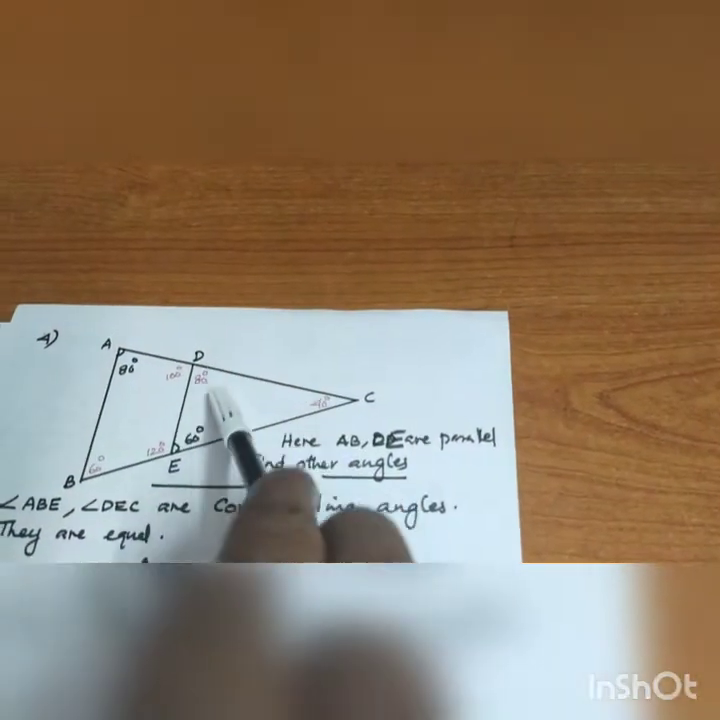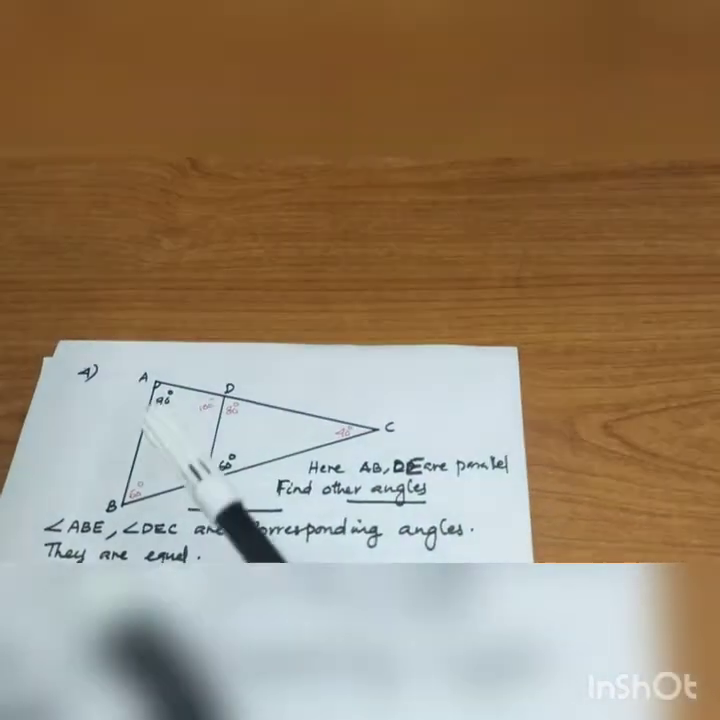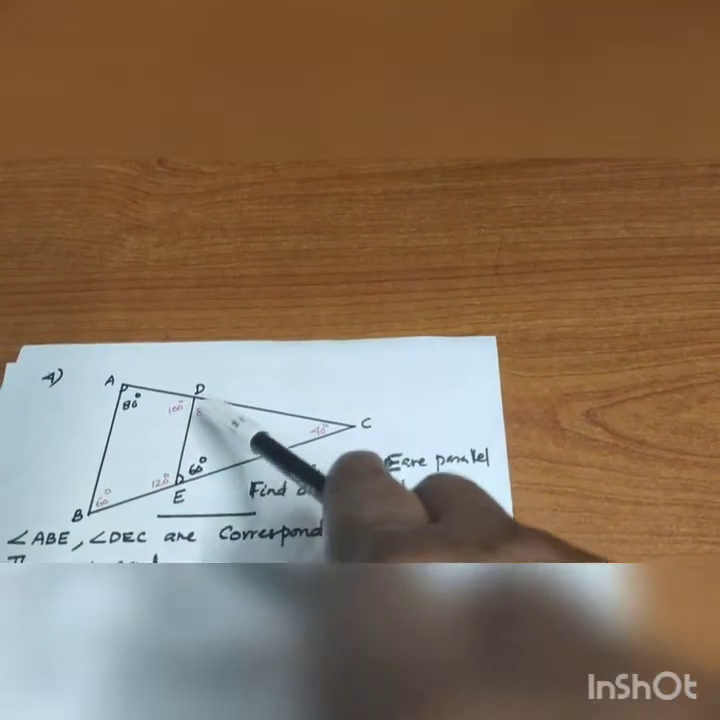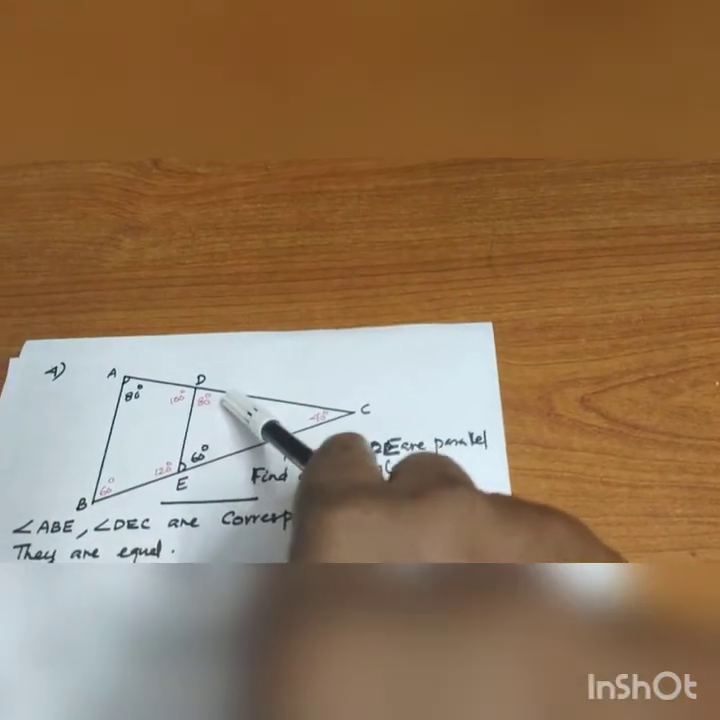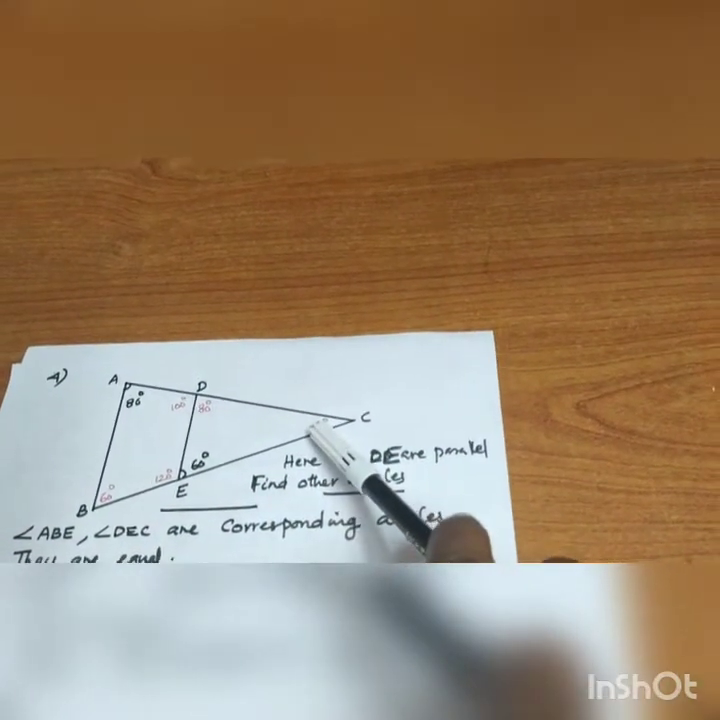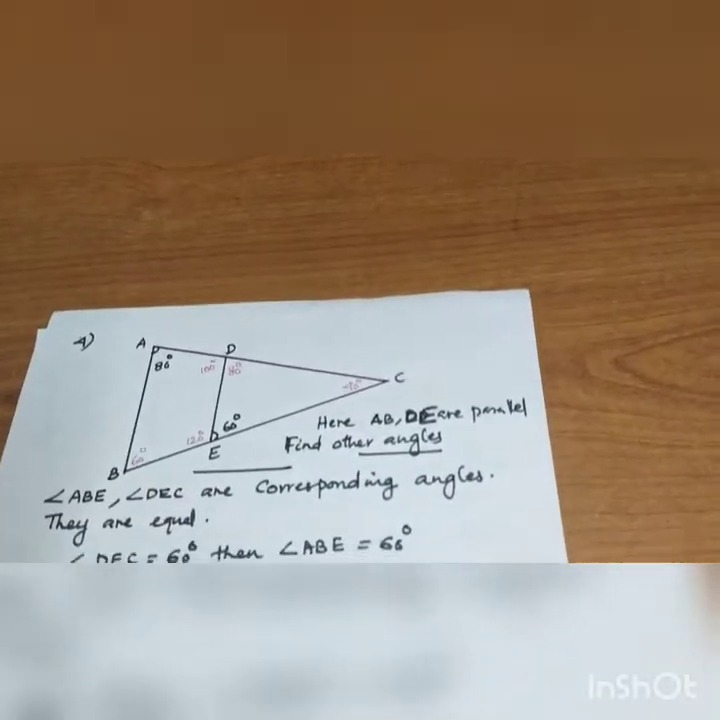So, in this triangle, we can get the two angles, 60 and 80. What about the third angle? 60 plus 80, 140. Third angle is 180 minus 140. It is 40 degree.